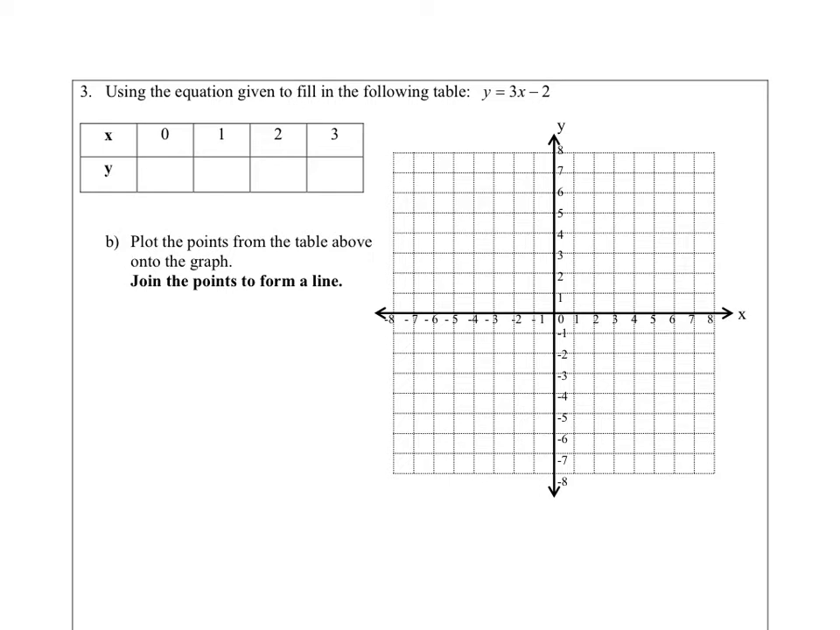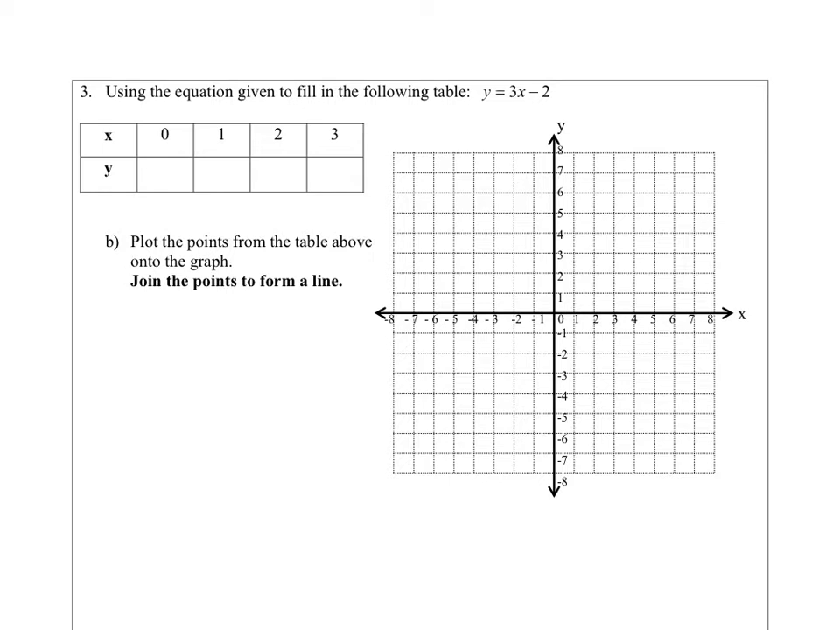Now question 3, because it says use the table and then plot the points, we have to do it that way. If you didn't want to do it and you wanted to use the gradient and y-intercept, you could do the y-intercept first at negative 2. You have a gradient of 3, which is 3 over 1, which is a rise of 3 and a run of 1. Put a dot there and join them up.